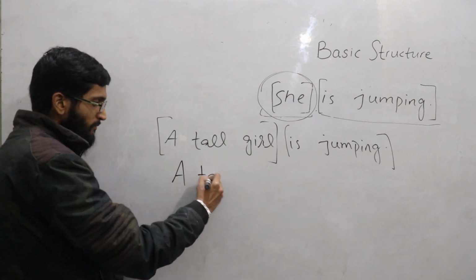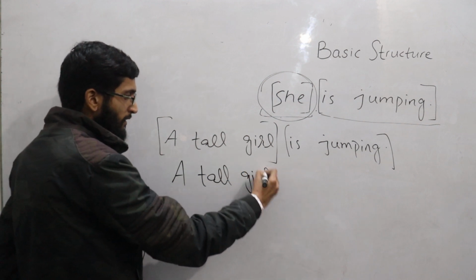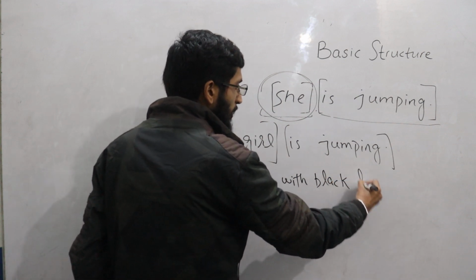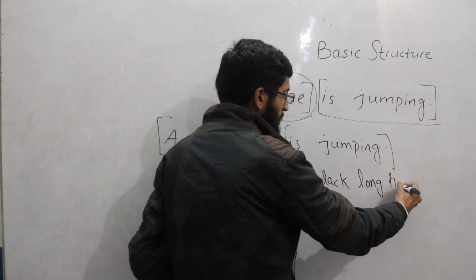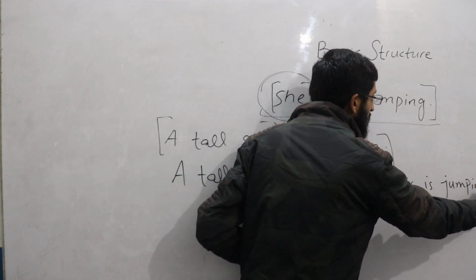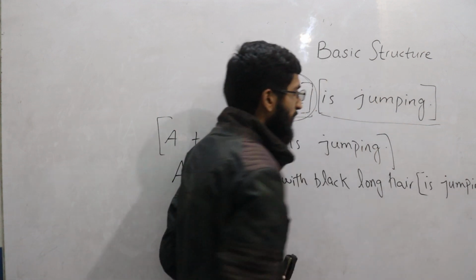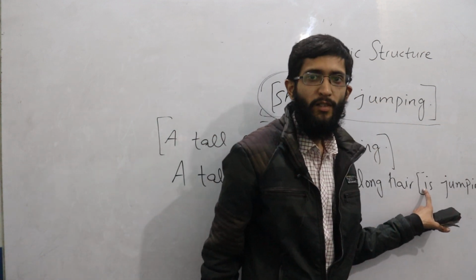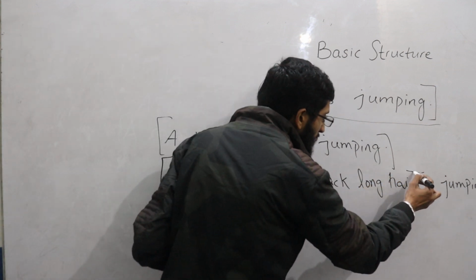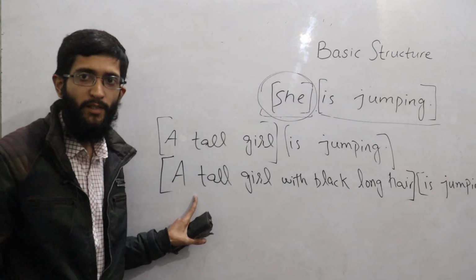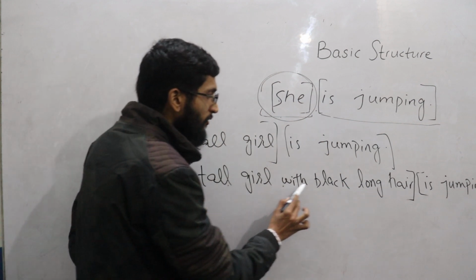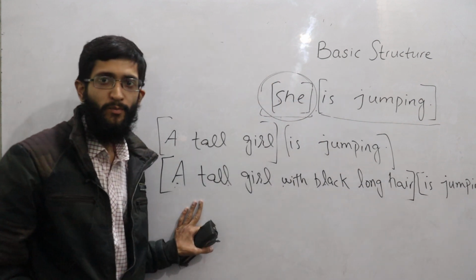A tall girl with black long hair is jumping. Still, you see, it is a verb phrase. It tells you about the action, like what is the action actually. And this is a noun phrase, a subject. That means you can simply say she is jumping, or a tall girl with black long hair is jumping.